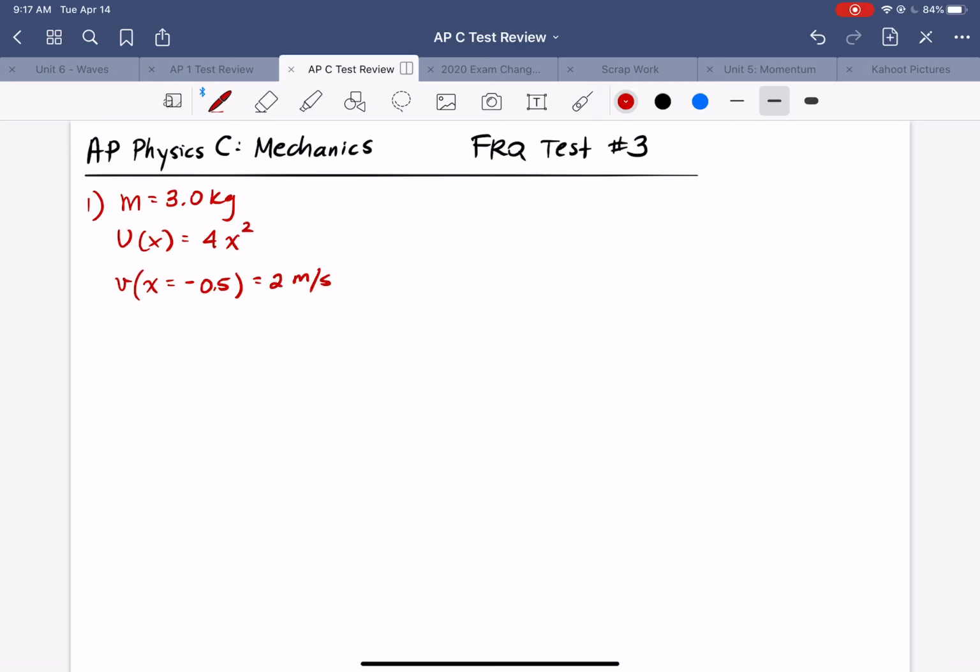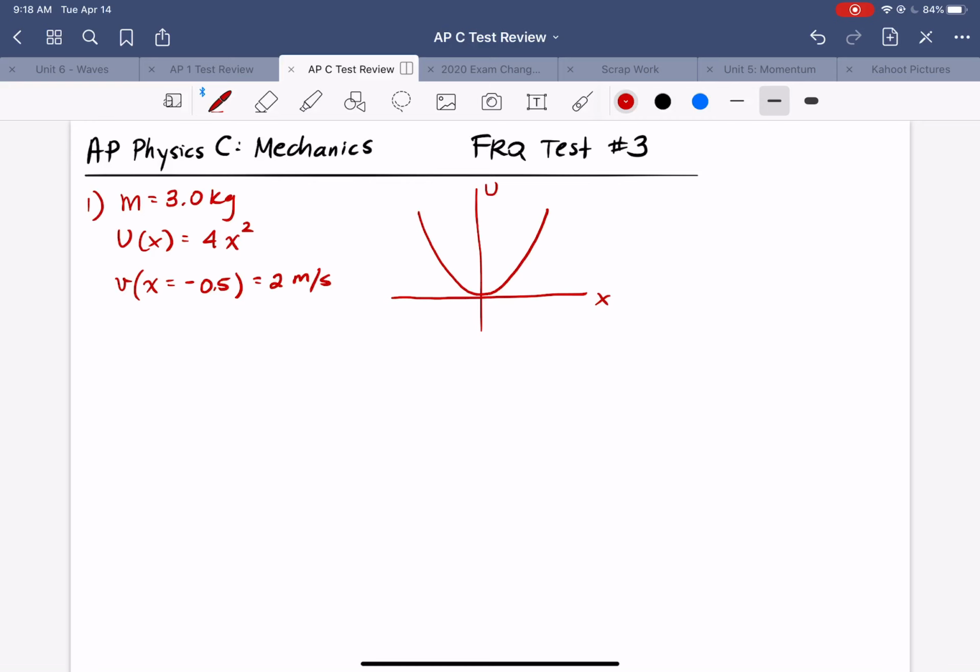Okay, so we have a series of questions here. The first one is to find the total mechanical energy of the object. Before I go into that, one thing I might do is just sketch what this potential energy graph looks like. So if I plot U as a function of x, 4x squared, of course, looks like a parabola centered on the vertical axis, so it should just look like this.